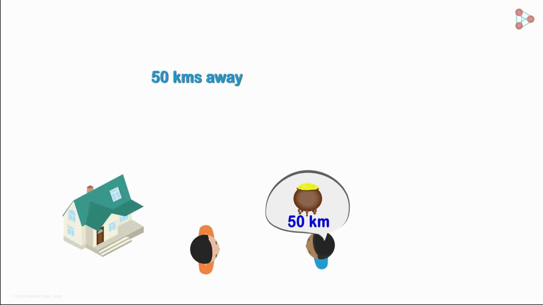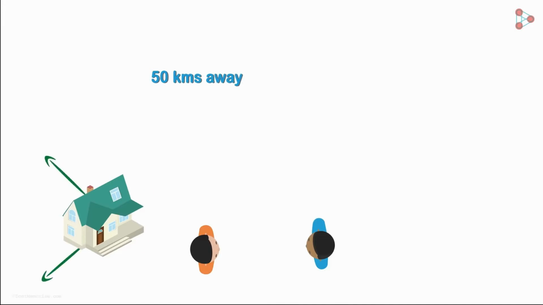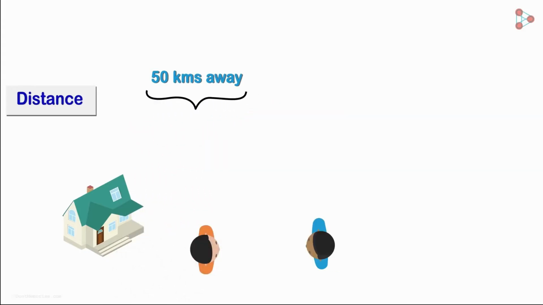Assume you're standing at this point. Now, if your friend tells you there is a treasure pot 50 kilometers away from home, how long will you take to find it? Which direction will you go? It could be here, or maybe here. It is hard to know where exactly it is. You are only provided the distance, which is one-dimensional information. One-dimensional information like this is called a scalar quantity.